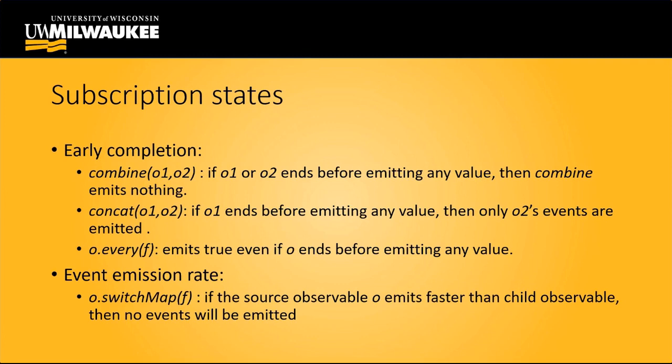Lastly, in the switchMap, if the source observable always emits before the child observable does, then no event will emit either.